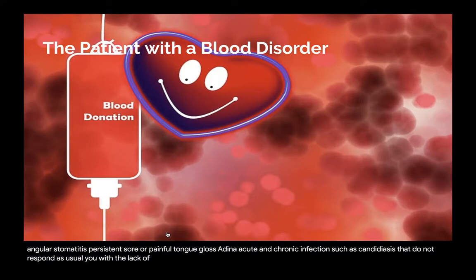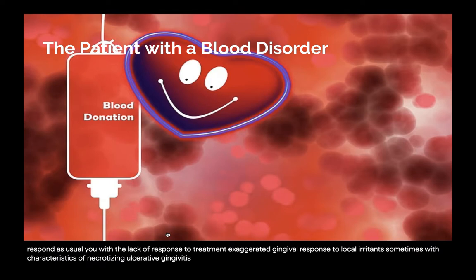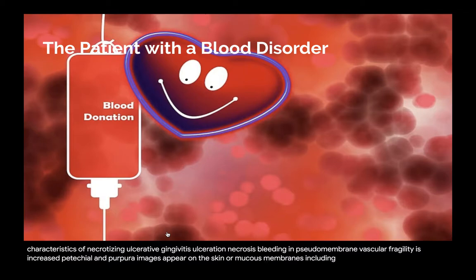severe ulcerations associated with a lack of response to treatment, exaggerated gingival response to local irritants, sometimes with characteristics of necrotizing ulcerative gingivitis, ulceration, necrosis, bleeding, and pseudomembrane. Vascular fragility is increased. Petechial and purpura hemorrhages appear in the skin or mucous membranes, including the gingiva.